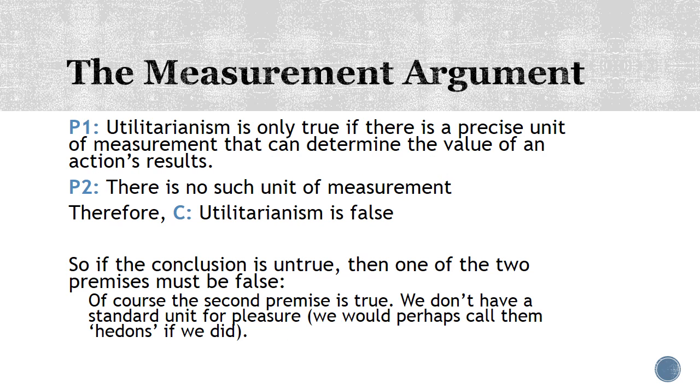Well, of course, the second premise is true. We don't, in fact, have a standard unit for how much pleasure somebody's experiencing at any particular time. If we did, we could call them perhaps hedons, right? Hedons of pleasure. And I've long thought that one great benefit to a utilitarian would be something like a little scanner, like it looked like a ray gun or something. You could point at somebody, and it would tell you exactly how much pleasure they're experiencing at any particular time. It might be, say, 3 hedons or 4 hedons of pleasure or something like that.